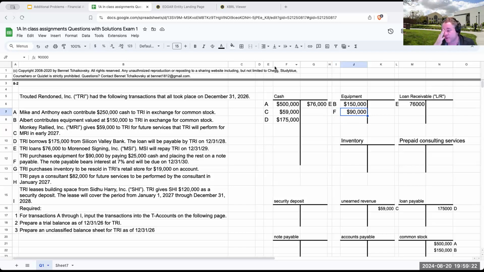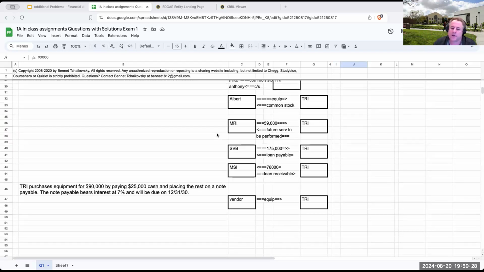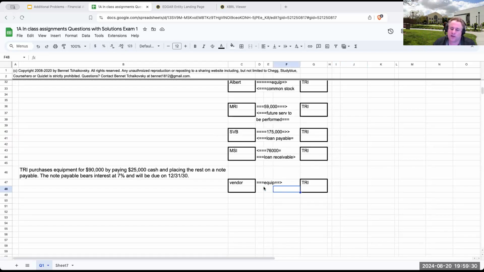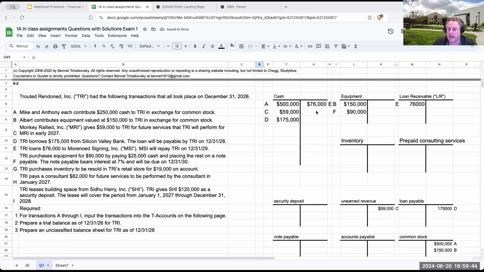Let's keep on going. So I'm receiving equipment, right? This is an asset. It's giving us future economic benefit. Now, how am I paying for this? Well, I'm not paying for this all in cash. Rather, 25,000 is going down in cash. So my cash is going out by 25,000.